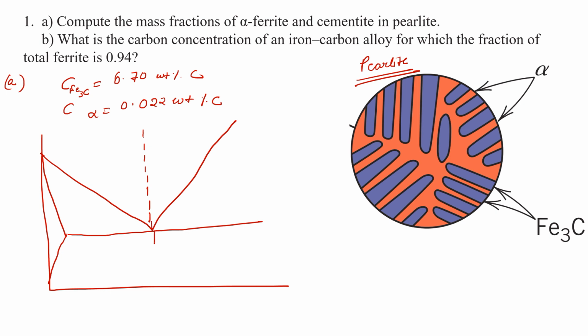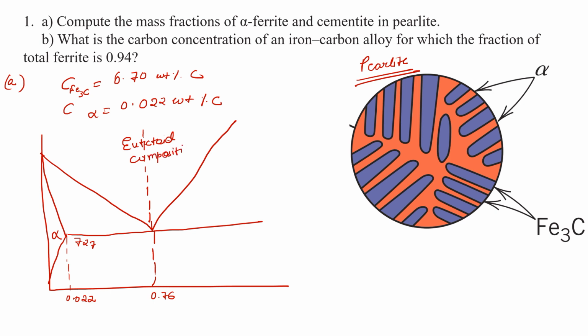We should consider this composition only, and this is 727 degrees centigrade. This is alpha, with maximum concentration 0.022, and this is 0.76. And we have been asked for the eutectoid composition.